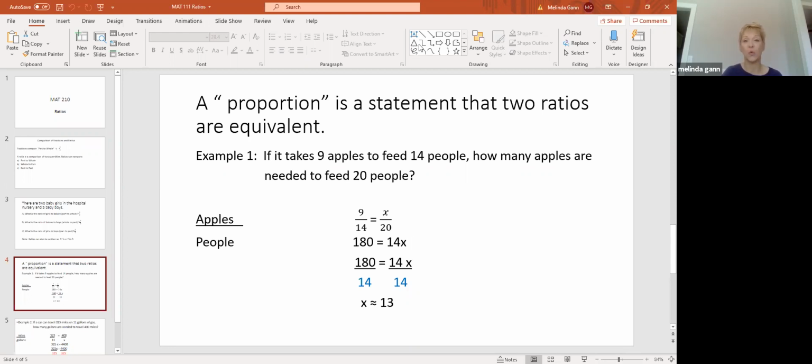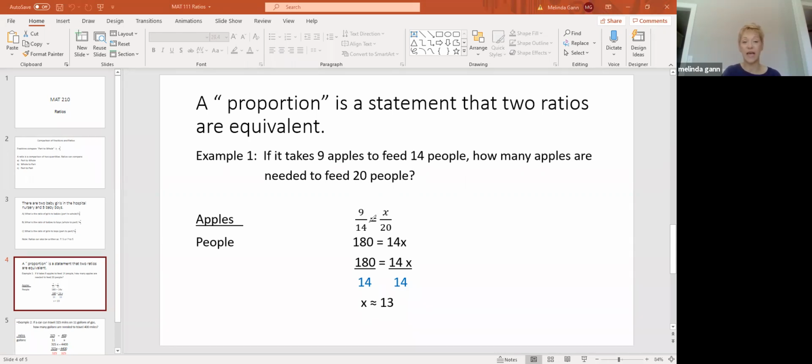So I know that it takes 9 apples. And see, I decided to put apples on top, so 9 has to be on the top to feed 14 people. So that's the ratio of apples to people.